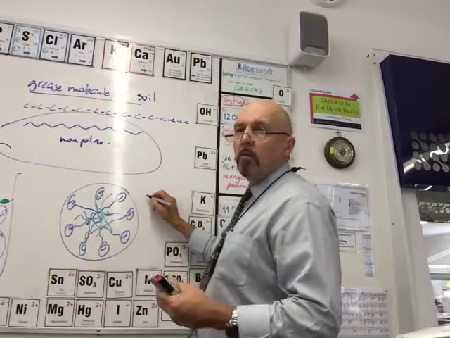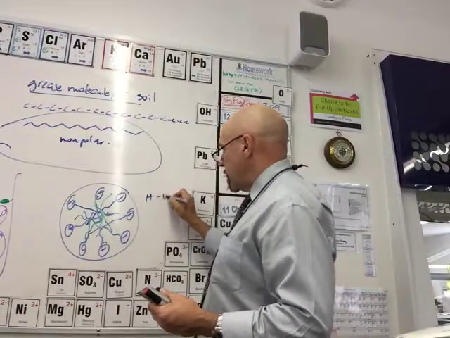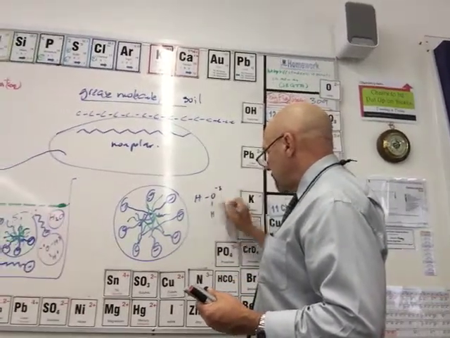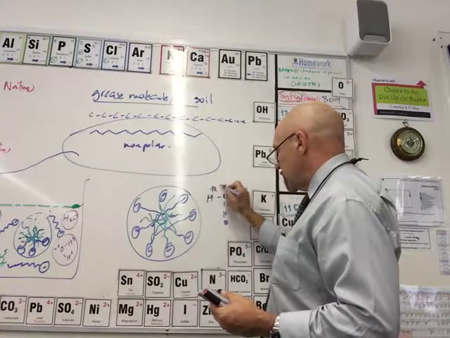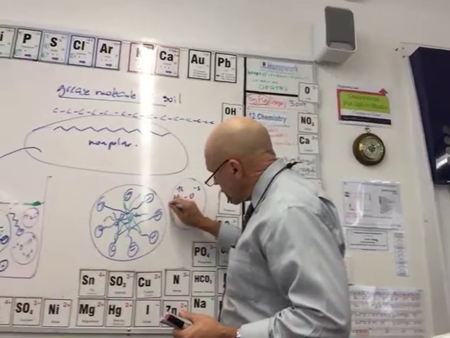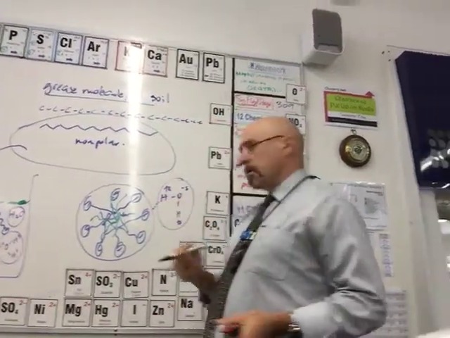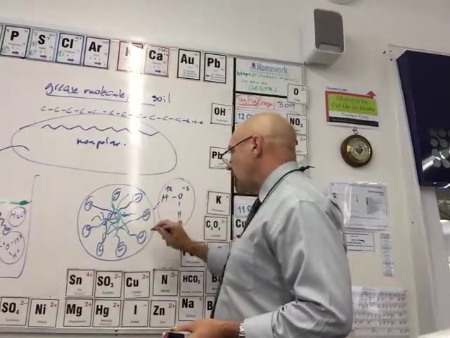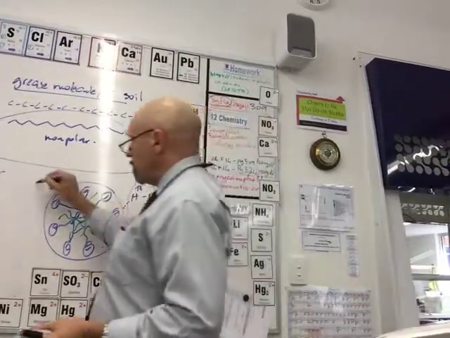We know the polarity of a water molecule: it is delta negative, delta positive, delta positive. So there's my water molecule. The water molecule is attracted to the outside of the micelle. Here's another water molecule.